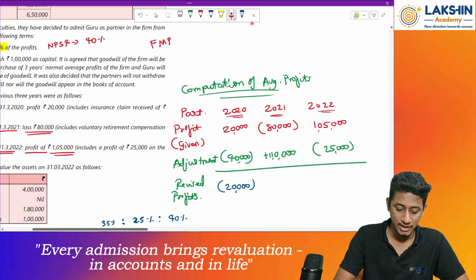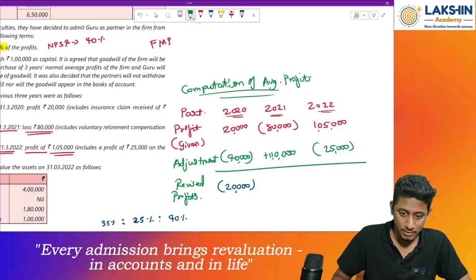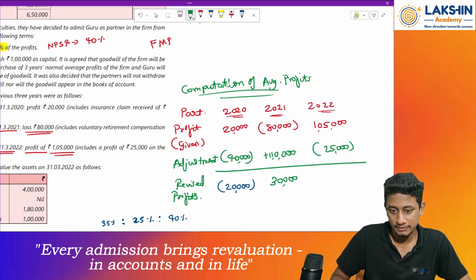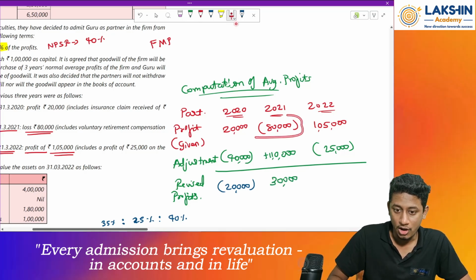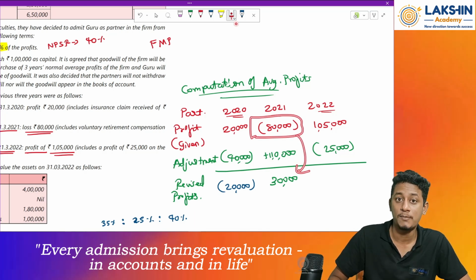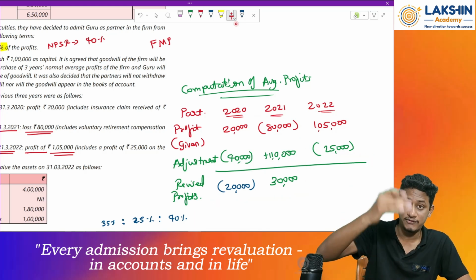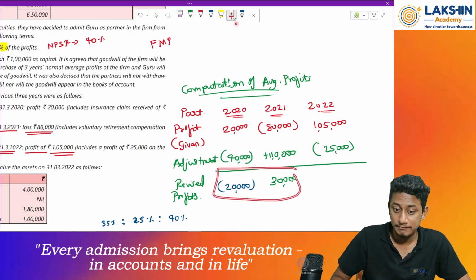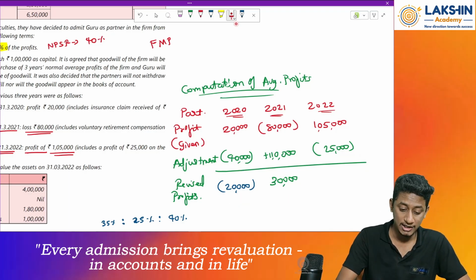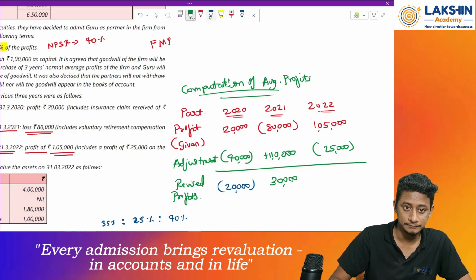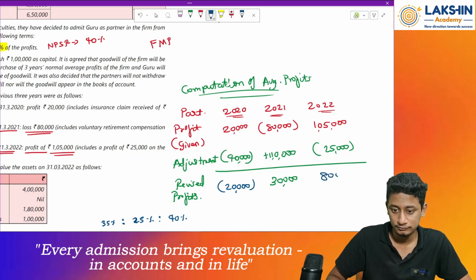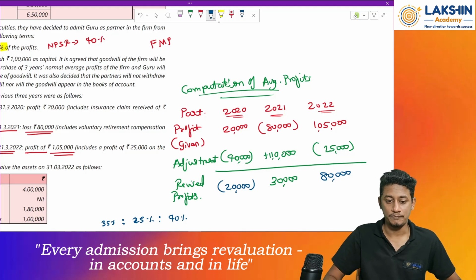Okay, for next year, negative 80,000 plus 1,10,000. So that will be rupees 30,000. See, again, from a loss of rupees 80,000 we have been converted into a profit of rupees 30,000. So that means this is what is maintainable in the future. In the future coming days, these profits can be maintained. Clear? Then the last one, 1,05,000 minus 25,000. That will be rupees 80,000.